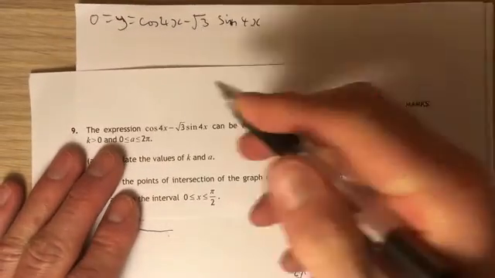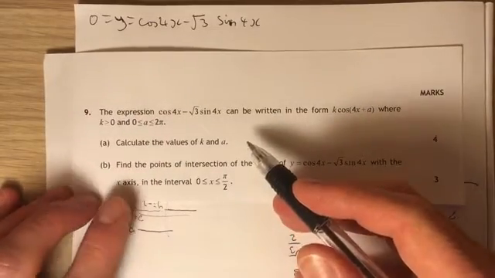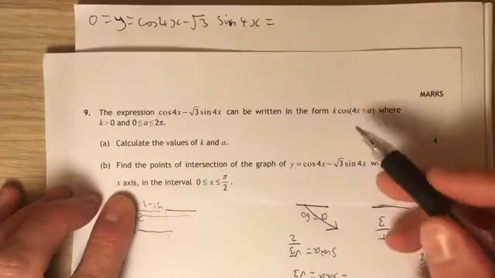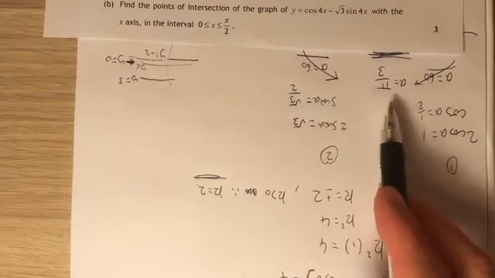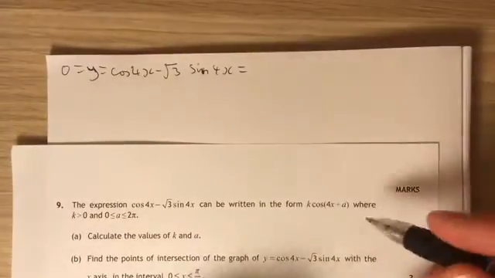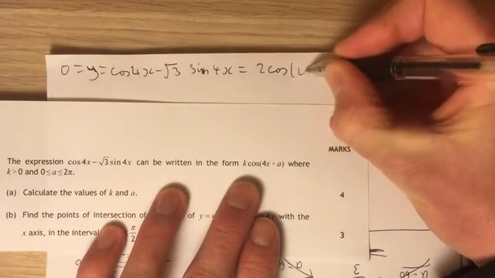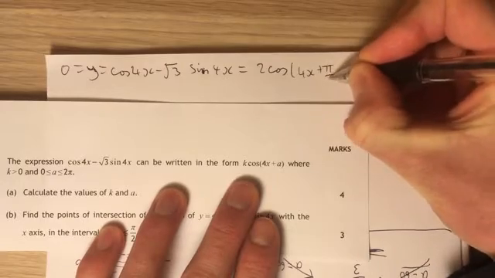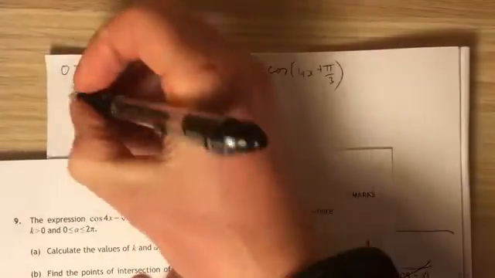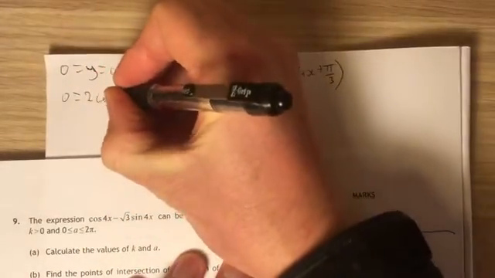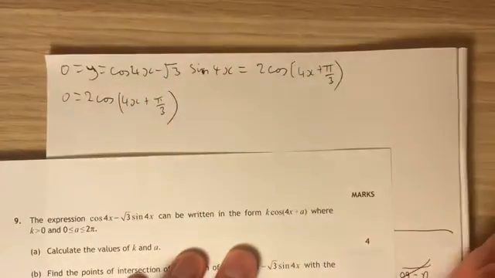One option is basically to look at this and panic. The other option is to think, well, what was the point of question A? In question A, we found out that this equals the same thing as this, specifically with k equals 2 and a equals pi over 3. So this is the same thing as 2 cos of 4x plus pi over 3. Simplifying, I've got 0 equals 2 cos of 4x plus pi over 3, and this is looking a lot more manageable.